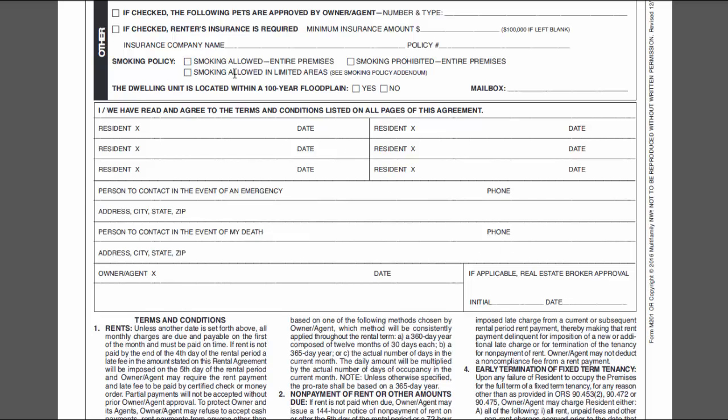The final line of this section indicates that the dwelling unit is located within a 100-year floodplain, and next to that should indicate your mailbox number if applicable. We will then ask for the dates and signatures from each member of the household and their emergency contact information. We only need to know their name and contact phone numbers. Your emergency contact should not be the other member of your household. The person to contact in the event of your death should be someone you trust with all of your personal belongings. And down here is where the leasing agent signs and dates after your move-in meeting.